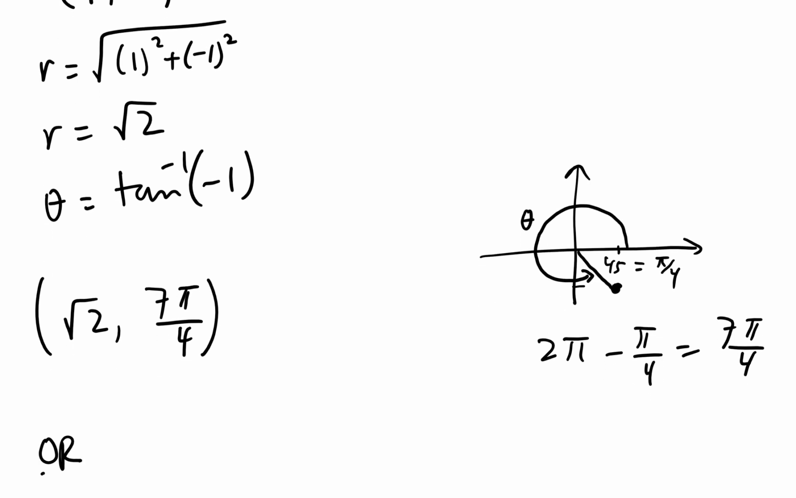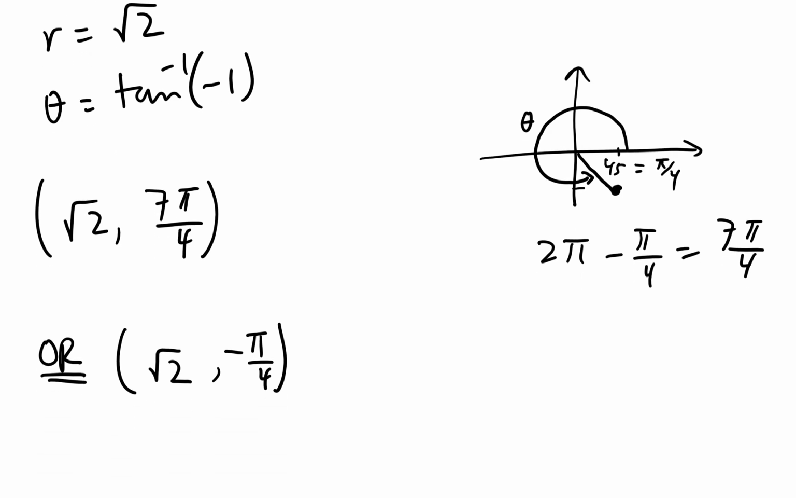Someone asked, can I do the negative stuff? Yes, you can put the angle negative pi over 4 and then square root of 2. You can go from the other direction, down, and then square root of 2. Either answer is fine.